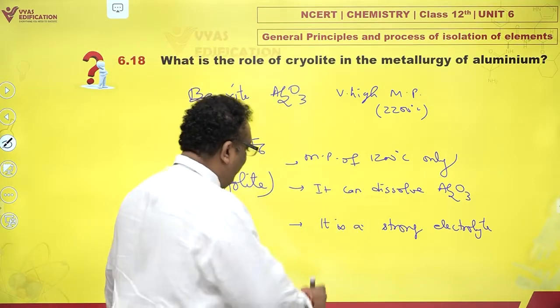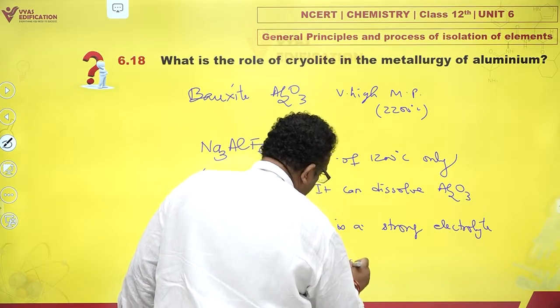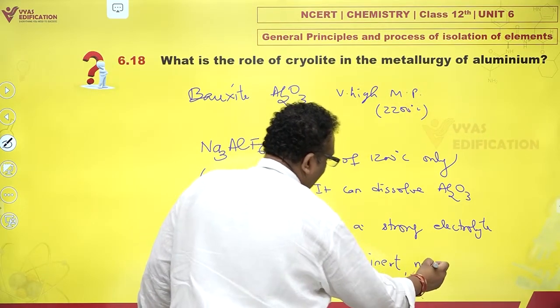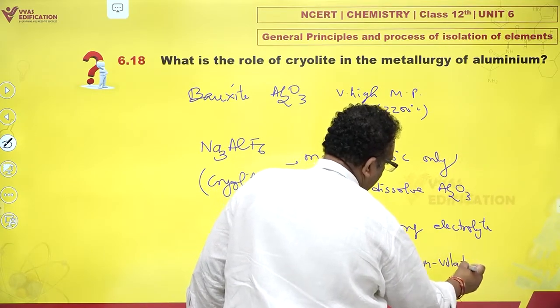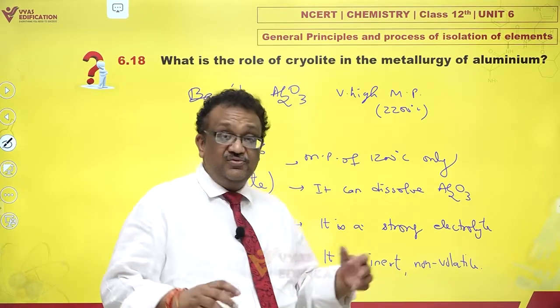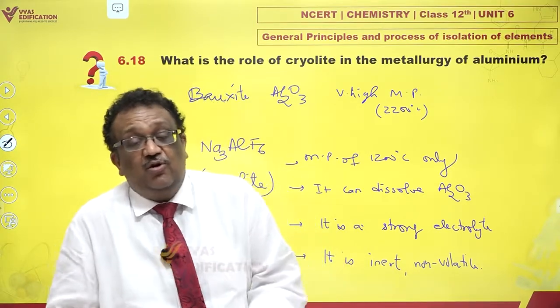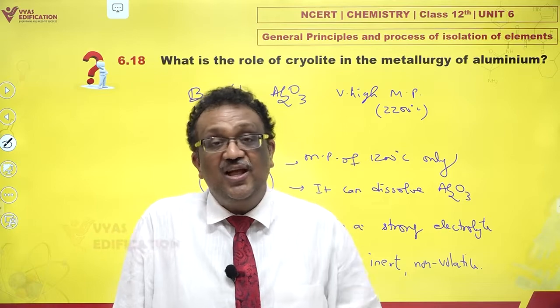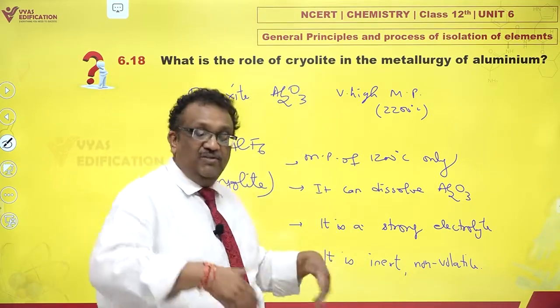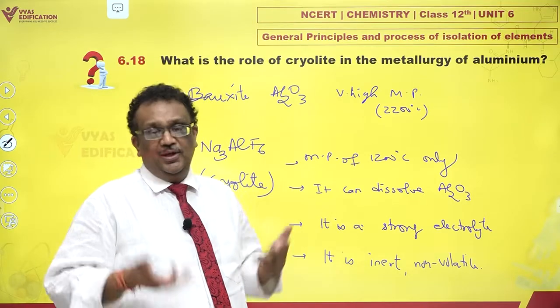And one more advantage, it is inert, non-volatile. What does that mean? See, as a solvent, it is very useful if cryolite itself does not react. It just facilitates the reaction of aluminum oxide. On its own, cryolite is not reacting. It is not evaporating. It is not changing. So nothing can be as good as this.